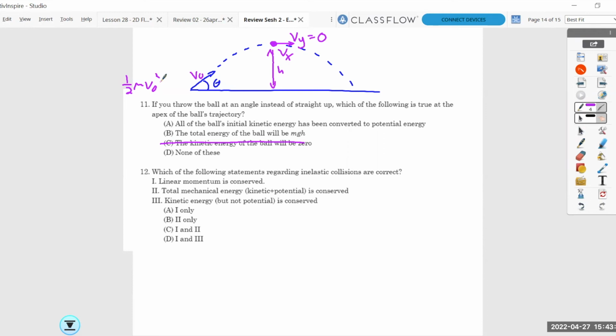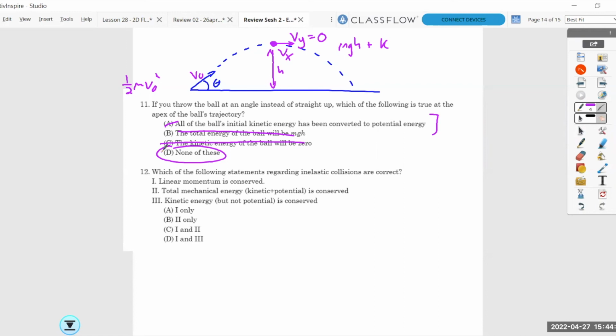No, because there's still some kinetic energy left, right? It's going to be mgh plus a little bit of kinetic energy, because again, we're still moving in the x direction. And this is a similar way of asking, did we actually convert all of the ball's initial kinetic energy to potential? No, most of it, but not all of it. So the answer is actually none of these. There is still a little bit of kinetic energy left at the top that we can't get rid of.